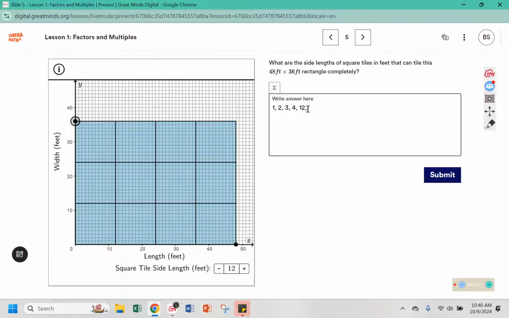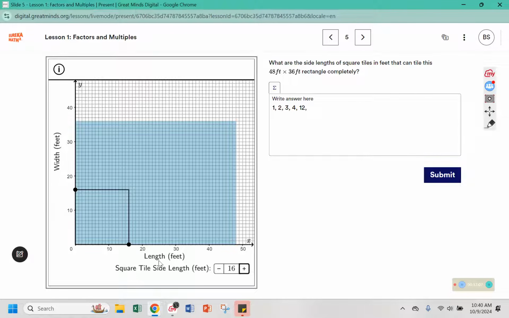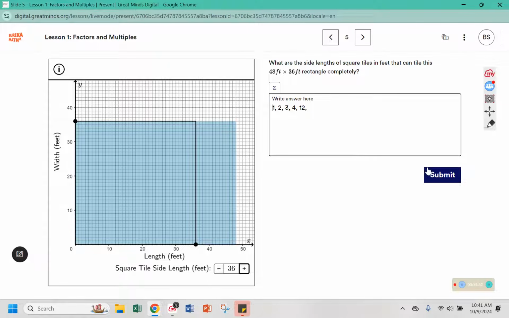13, no. 14, no. 15, no. Maybe 16, does it go up that high? 16 works for 48, oh, but not 36. 17, no. 18 doesn't work for 48. 19, no. 20, no. It would work in one direction, but not the other.